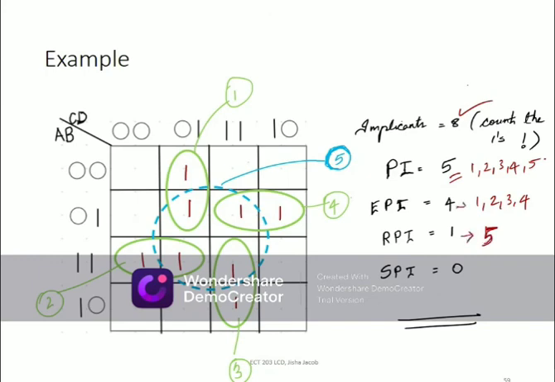The last one is selective prime implicants. We don't have any such choice of selective prime implicants here, meaning the choice of one group or the other. They are all essential prime implicants. Therefore, I have 0 selective prime implicants. I hope it is clear how to get the number of implicants: prime, essential, redundant, and selective prime implicants, right?